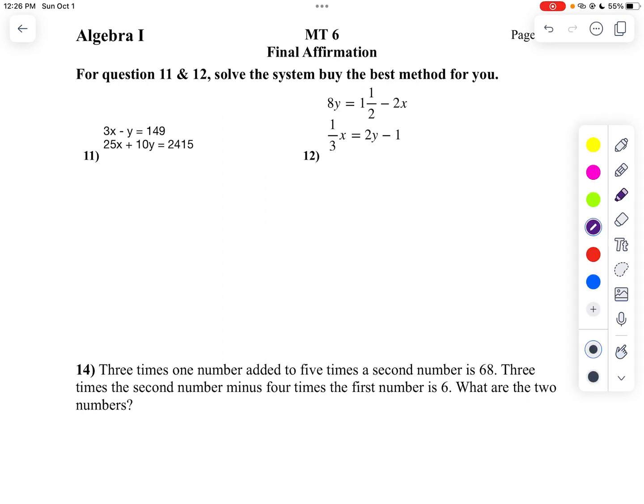On questions 11 and 12, you can solve the system that works best for you. The only thing is, make sure your answer is exact. I don't want any rounded decimals. In other words, unless your answer is a whole number, let's not use graphing. Now, on question 11, let's take a look at that one specifically.